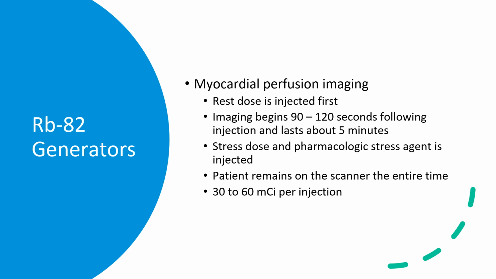Imaging begins 90 to 120 seconds later, lasts for about 5 to 7 minutes, and then the stress dose and the pharmacologic agent are injected. Patient remains on the scanner the entire time in the same position, and patients will receive anywhere from 30 to 60 millicuries per injection.